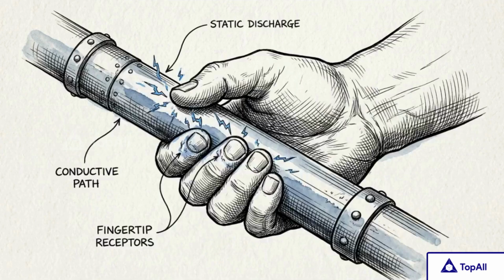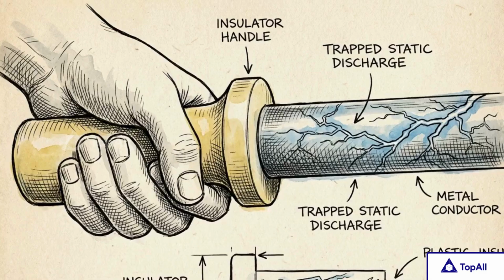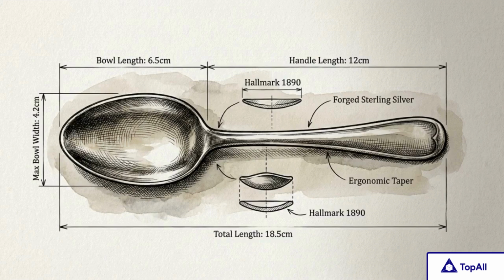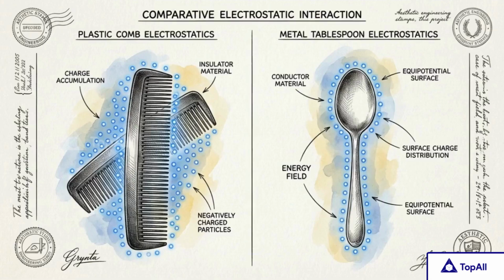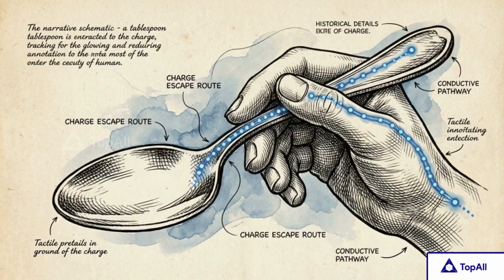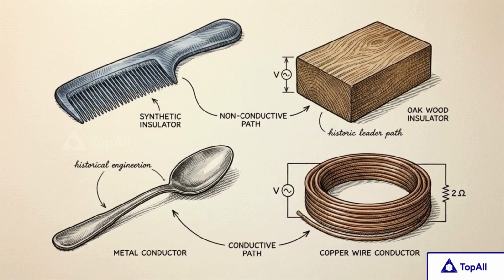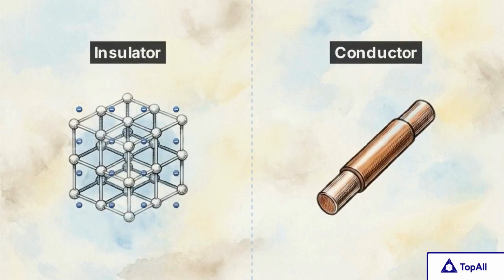If you wanted a metal rod to actually hold a static charge, you must hold it using a plastic or wooden handle to physically block that path. The spoon is essentially a victim of its own efficiency. It creates a charge just like the comb, but its atomic highway provides an immediate, unlocked exit into your hand. This invisible logic explains why certain materials behave so differently. Insulators lock charge in place, while conductors allow it to spread and flow.